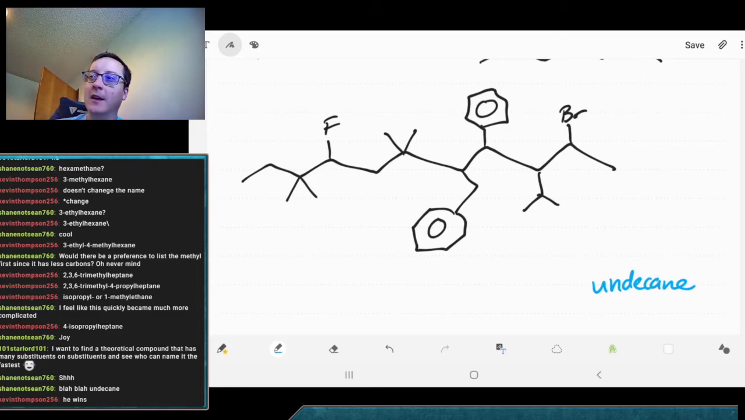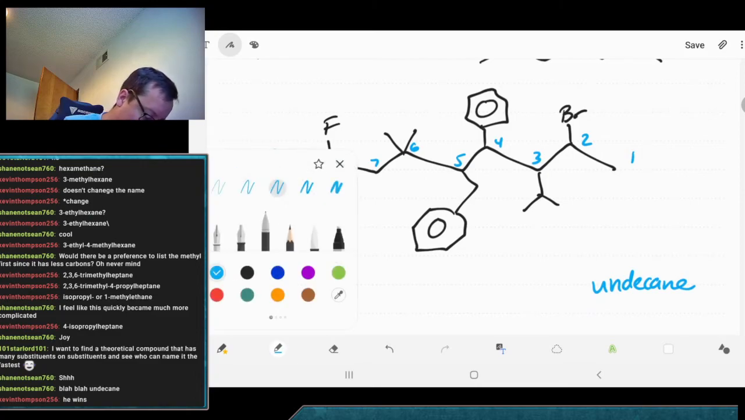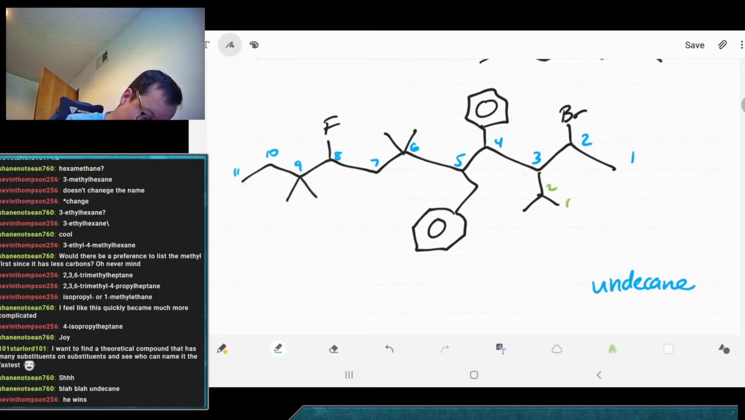So, the longest chain is going to be in the middle, or it could be here. I'm going to just start from the side. This could be our longest chain. Okay, that's our longest chain, right? Either one of those. How are we going to choose? Well, the rule is we choose the one that has more substituents. They have the same number of substituents.